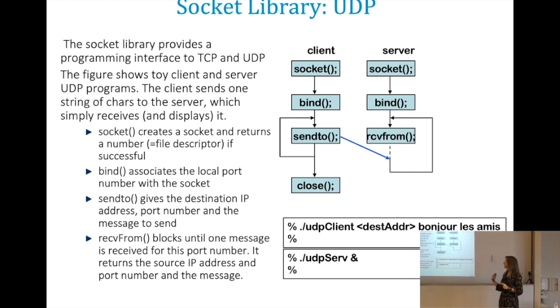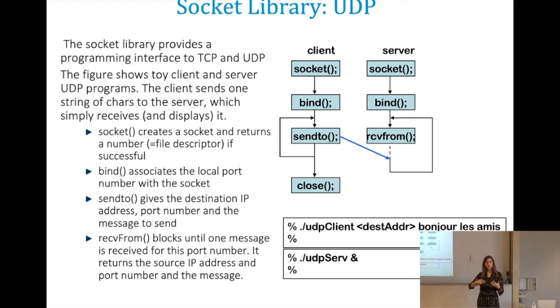Then we need to use this. So we do this on both sides, the client and the server side. This is a common process. And then on the client side, who's the one who wants to send something to the server, you will use the sendto function. So you will see this in the lab because you will need to write such scripts using these functions. And this sendto function takes as input the IP address of the destination, the port number of the destination, and the message to send.